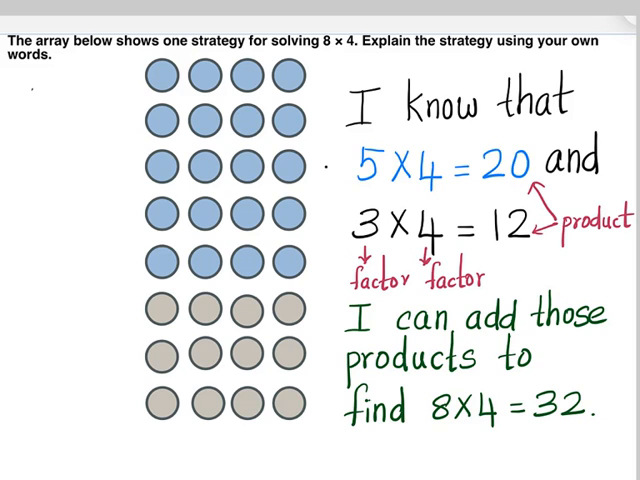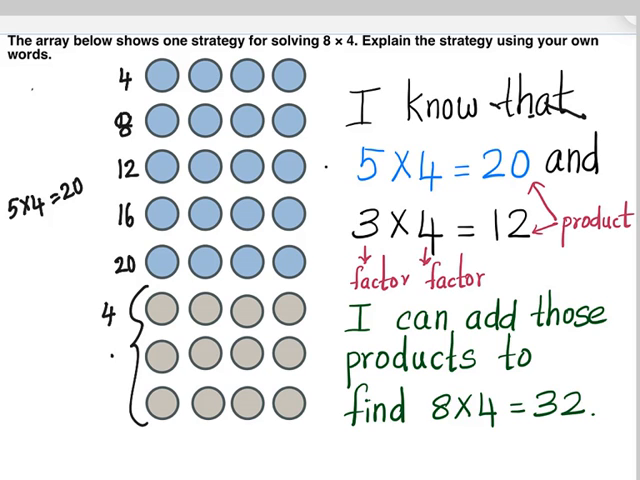The value of 5 times 4. So let's see. 4 plus 4 is 8. 8 plus 4 is 12. 12 plus 4 is 16. 16 plus 4 is 20. So the value of 5 times 4 is 20. Now let us see the value of 3 times 4. So we have to add all the circles here. So 4 plus 4 is 8. 8 plus 4 is 12. So the value of 3 times 4 is 12.